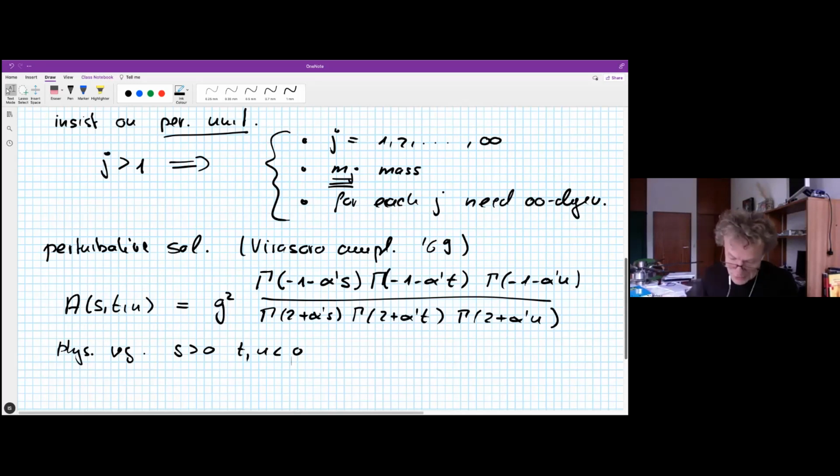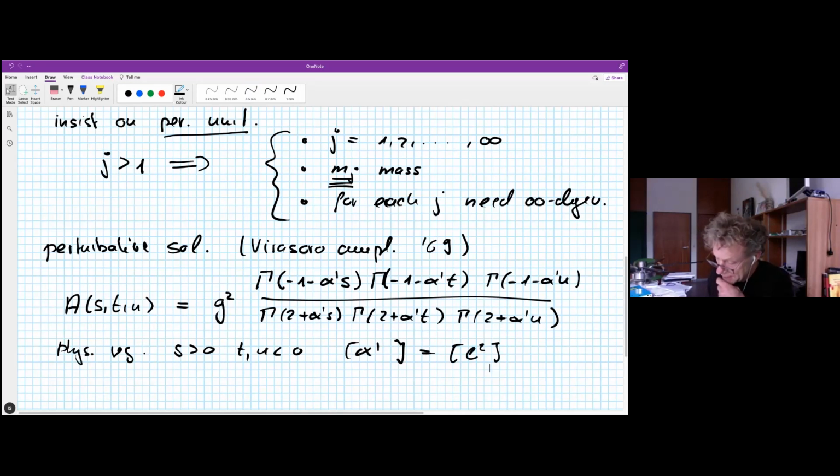I should say also that alpha prime is a dimensionful constant, which has a dimension of length squared. It will later be interpreted as related to the string tension, but for now it's just a constant that has to be introduced for dimensional reasons.